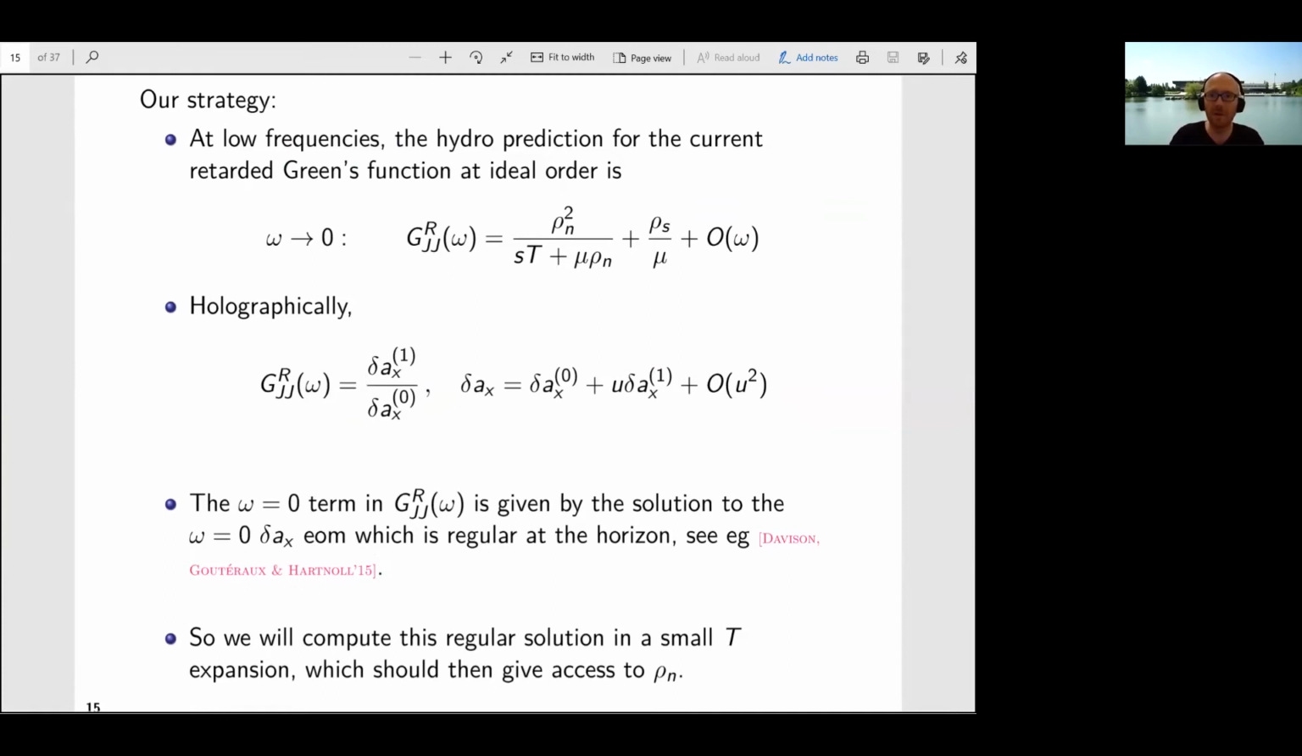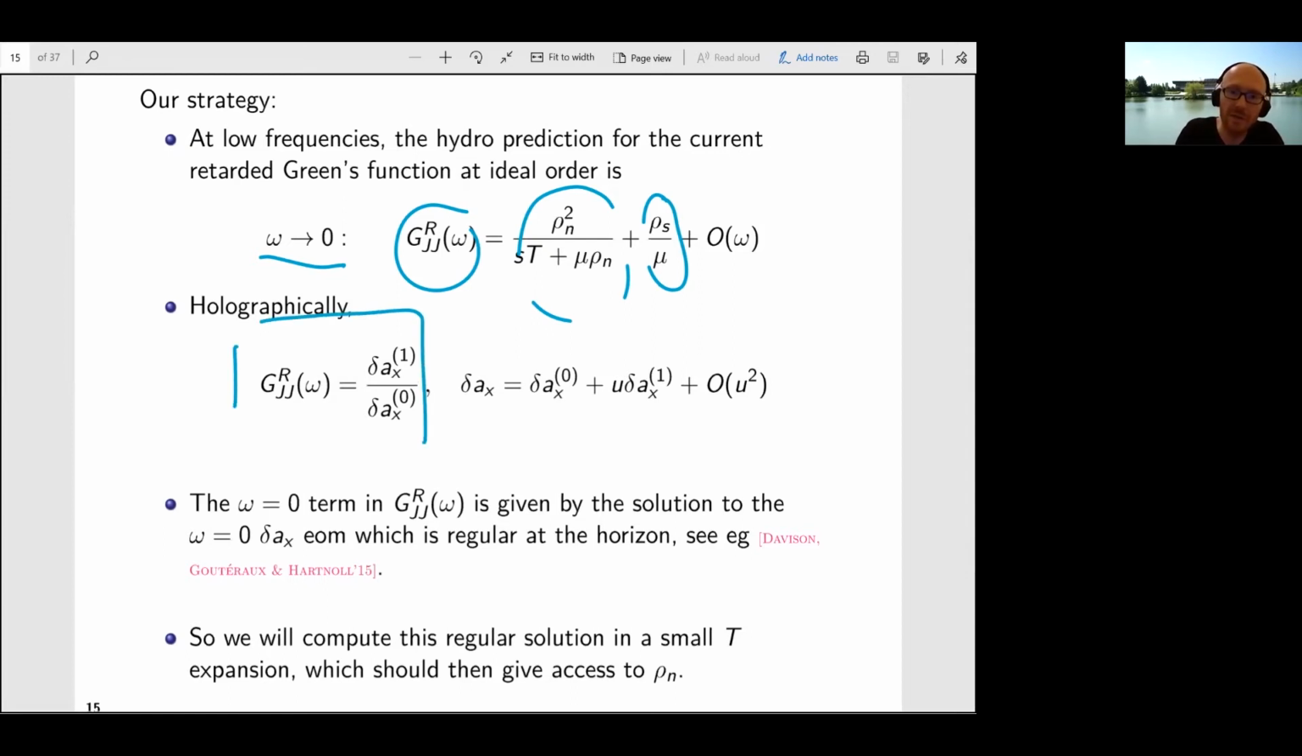The strategy we'll follow is the following. At low frequencies, we have the hydro prediction for the current retarded Green's function, G^R_JJ, at ideal order. And this is simply rho_n squared over sT plus mu rho_n plus rho_s over mu. So there are two pieces, one from the normal fluid and one from the superfluid. This is from hydro in the low frequency limit. Holographically, we know how to compute this object. It is just this ratio of terms in the UV expansion for the perturbation delta A_x.